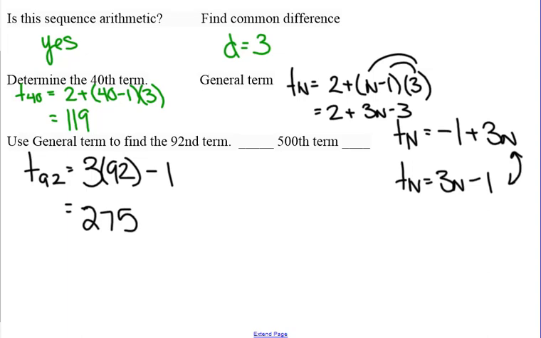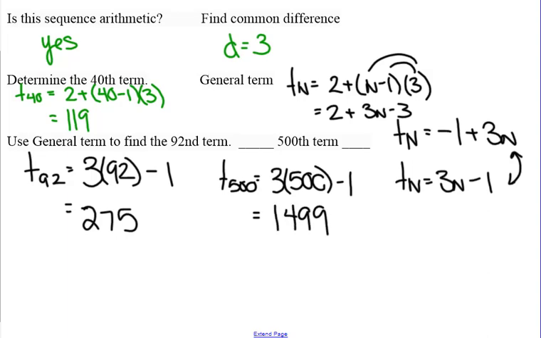And to find the 500th term, T500 is equal to 3 times 500 minus 1. Well, that is 1,499.